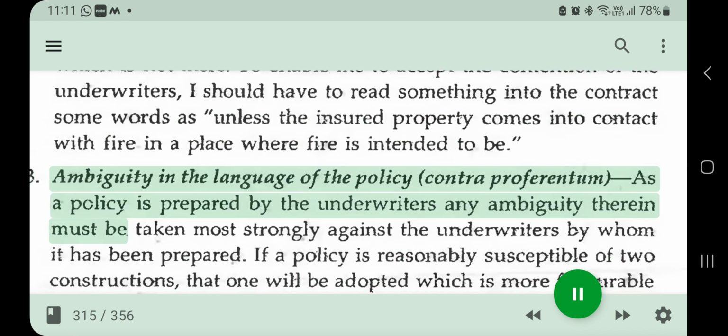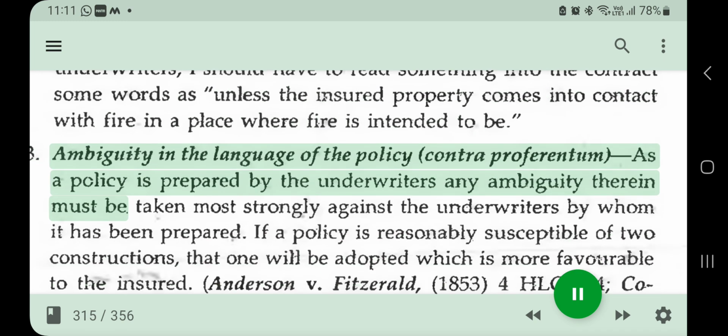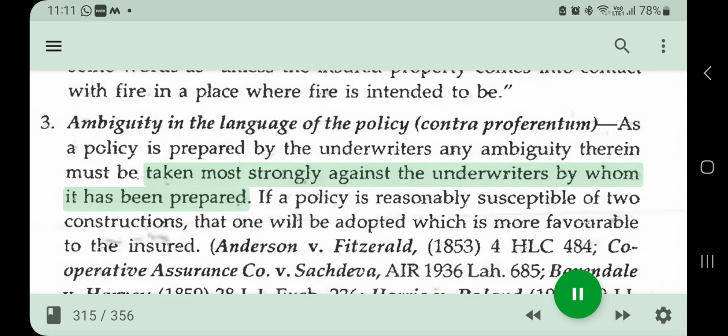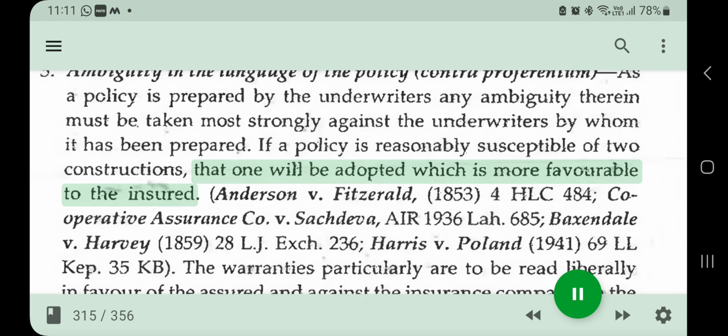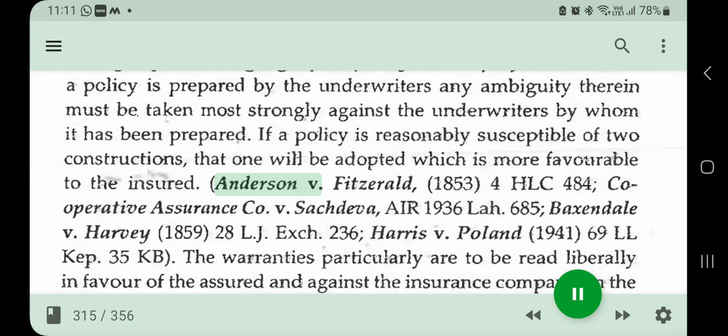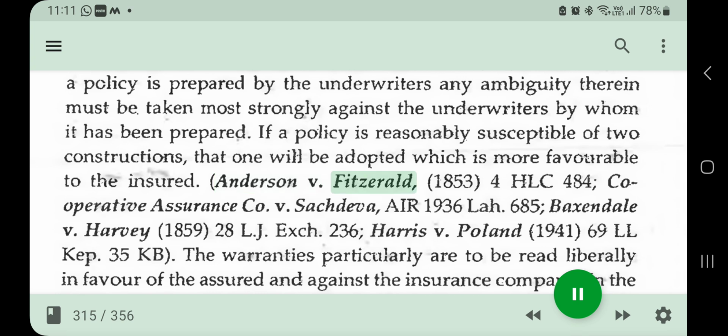3. Ambiguity in the language of the policy, contra proferentem. As a policy is prepared by the underwriters, any ambiguity therein must be taken most strongly against the underwriters by whom it has been prepared. If a policy is reasonably susceptible of two constructions, that one will be adopted which is more favorable to the insured. Anderson v. Fitzgerald, 1853, 4 H.L.C. 484.